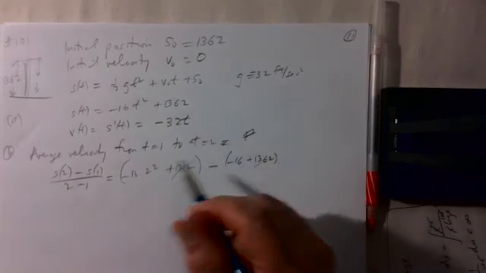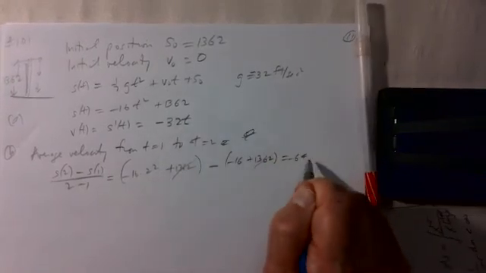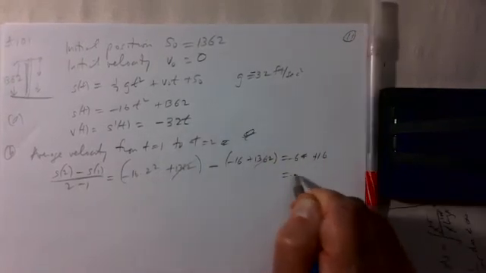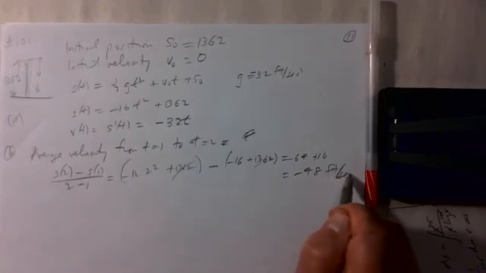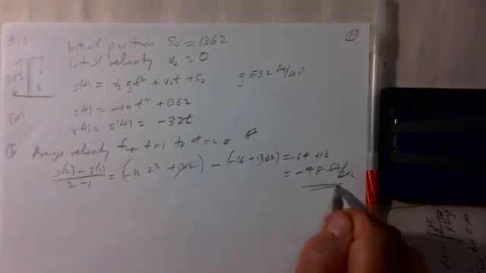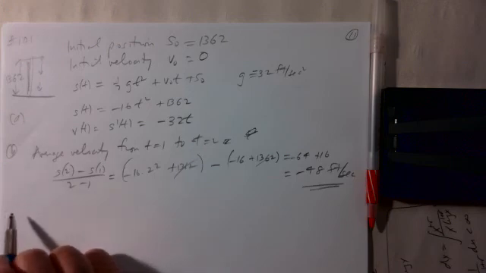These cancel. I get minus 64 plus 16, which is minus 48 feet per second. So in part B, the average velocity is minus 48 feet per second.